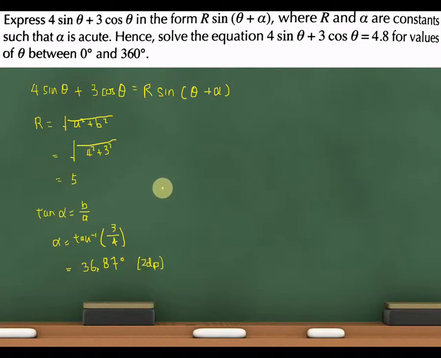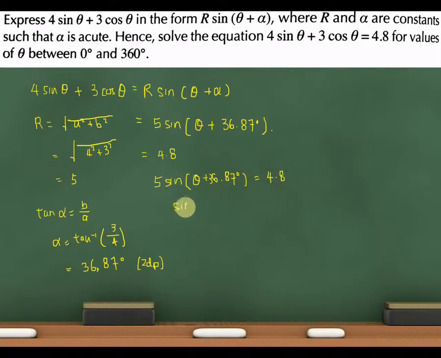Okay, here the question asks us to express in this form. So do go and rewrite this into that form: 5 sine theta plus 36.87 degrees. Okay. Next, using the R formula we have found, hence solve this equation equals to 4.8. So this has some value, 4.8. So these two are the same. We need to solve for theta. Okay, here is just a simple manipulation.